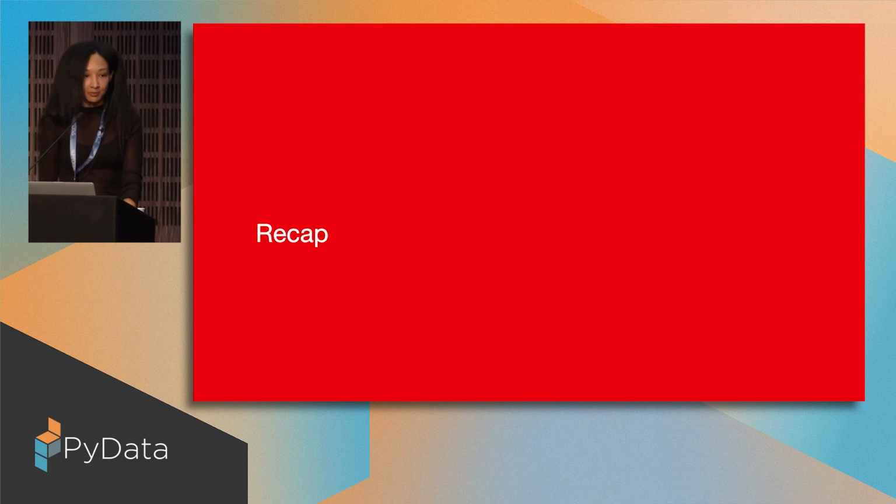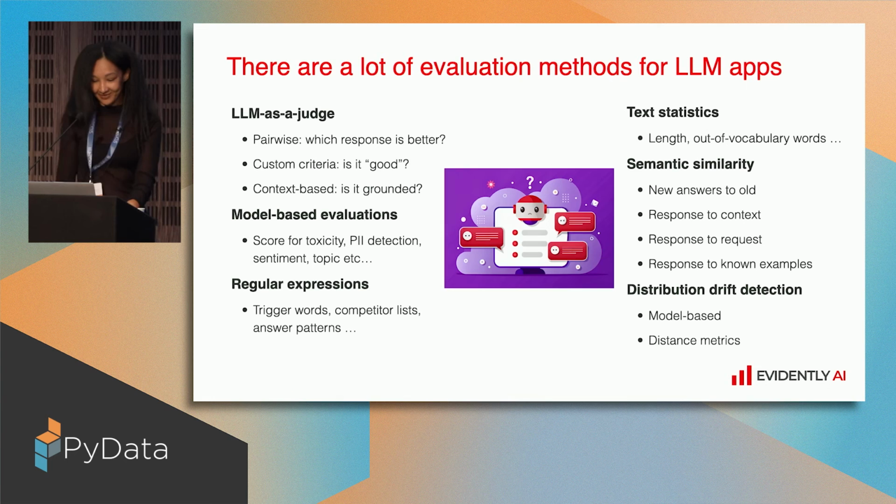So let me quickly recap what we have discussed, because there were so many things. There are so many methods for LLM application evaluations. You can start from some text statistics, like just the length of your response or the amount of out-of-vocabulary words, right? Then you can go for semantic similarity, especially if you work with generative applications. You can compare new answers to old, compare the response to context, or response to requests, so be creative here.